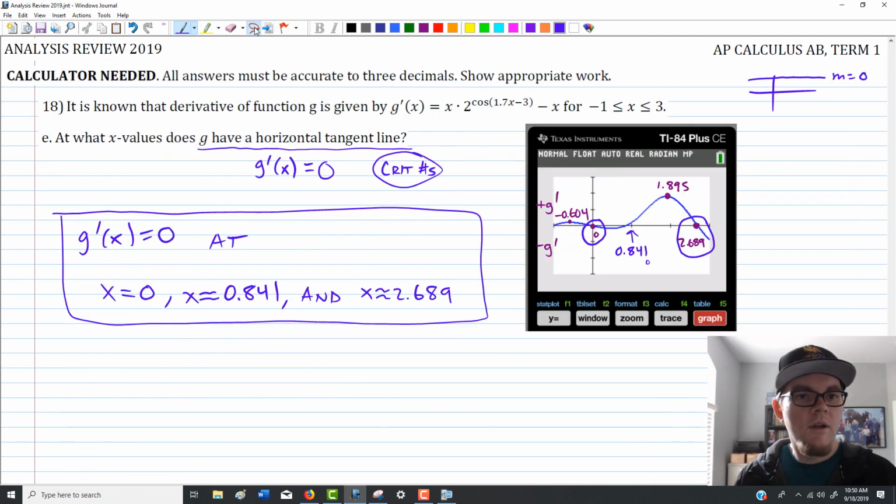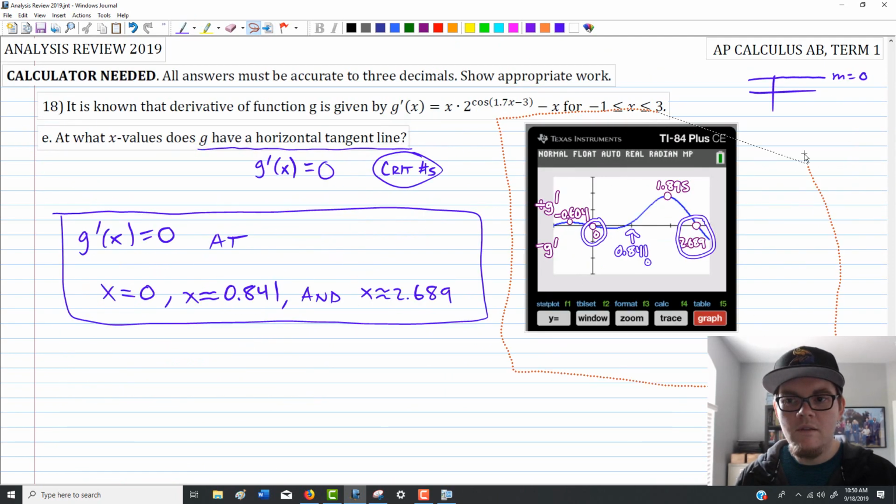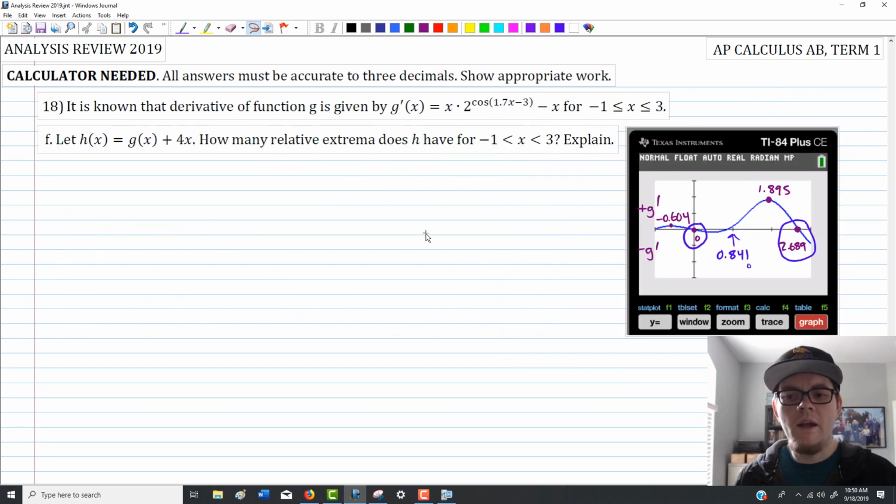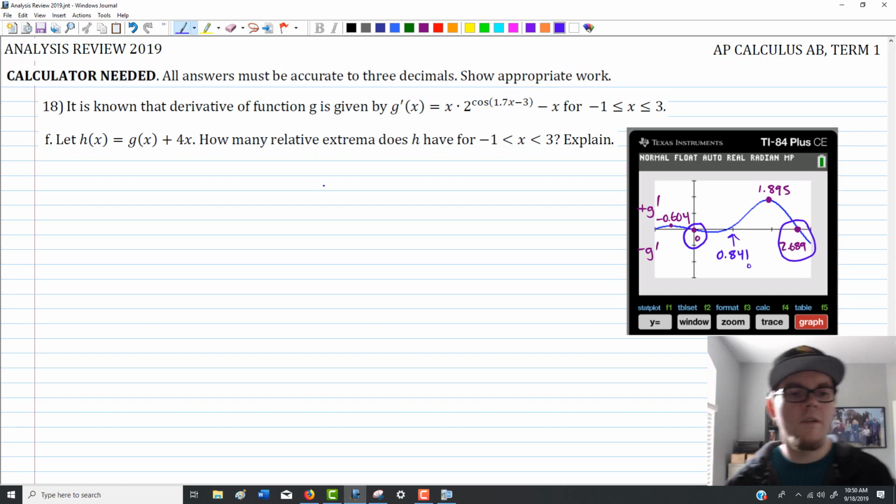There we go. I just wanted to steal this really fast because it has all the labeled stuff. Okay, so we got that ready just in case we need it. Okay, so h of x equals g of x plus 4x. We want to know how many extrema does h have on -1 to 3.